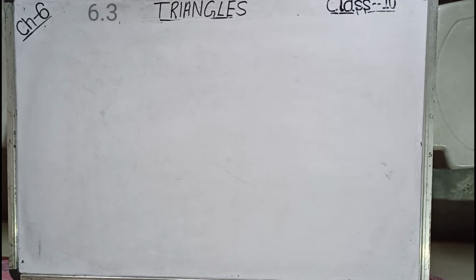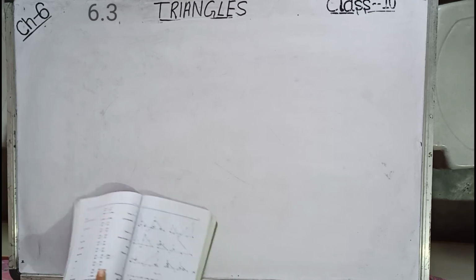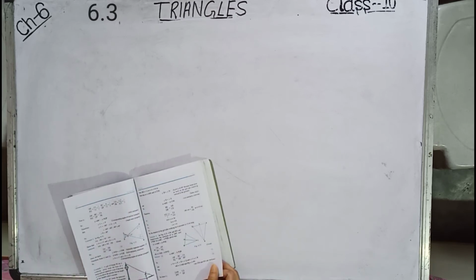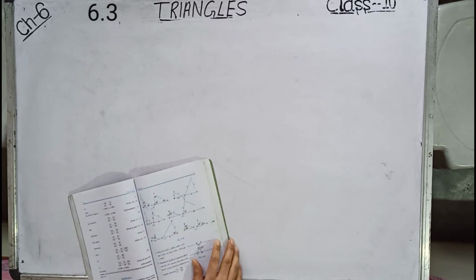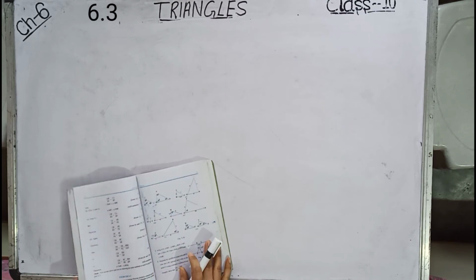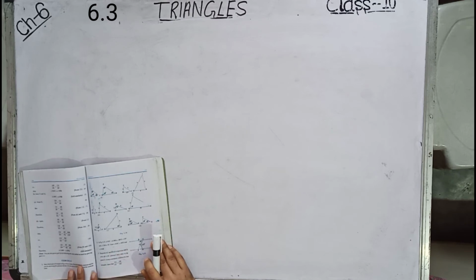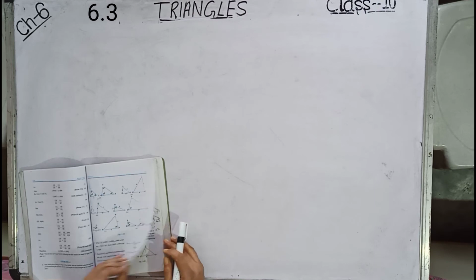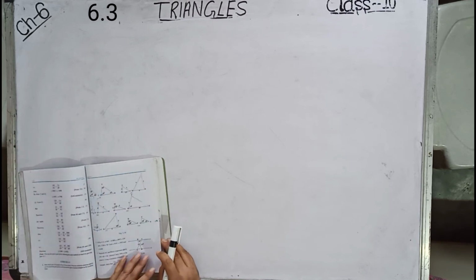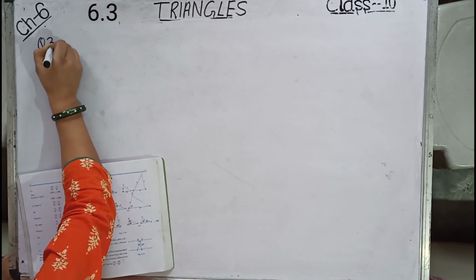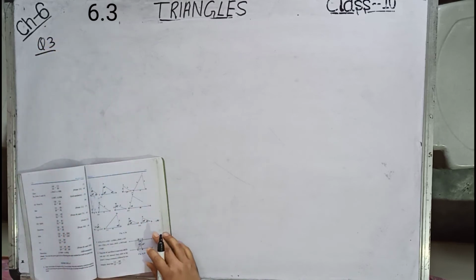Now let us move to exercise 6.3. Before 6.3, a few example sums are there, say 8 example sums. Those 8 examples, children, please do practice. In 6.3 also, I am leaving questions 1 and 2 and proceeding from question number 3. Question number 3. Open your textbook, children.